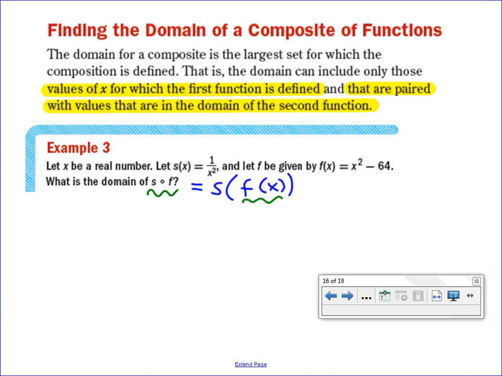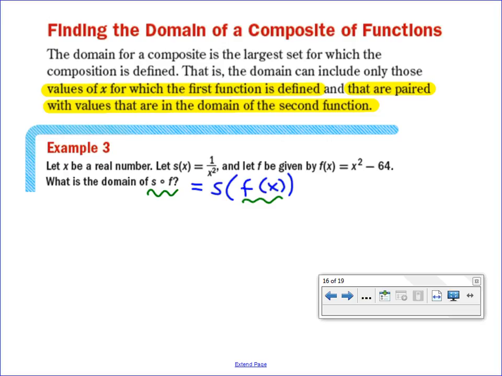So what did you find for your final domain, based on that composition order? Heather? Positive and negative 8 couldn't be the domain, right? Yeah, couldn't be, absolutely. So positive and negative 8 are my problem x values. Raise your hand if you had x cannot be positive or negative 8. Excellent work, that's exactly right.